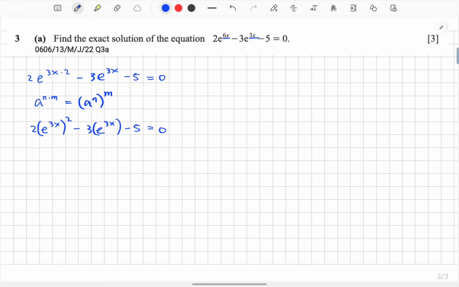To make our calculation simpler, we can make e to the 3x another variable. I'll use u. So now we have 2u squared minus 3u minus 5 equals 0. And now we just simply solve this equation. I'll factorize it, but the quadratic formula also can be used.